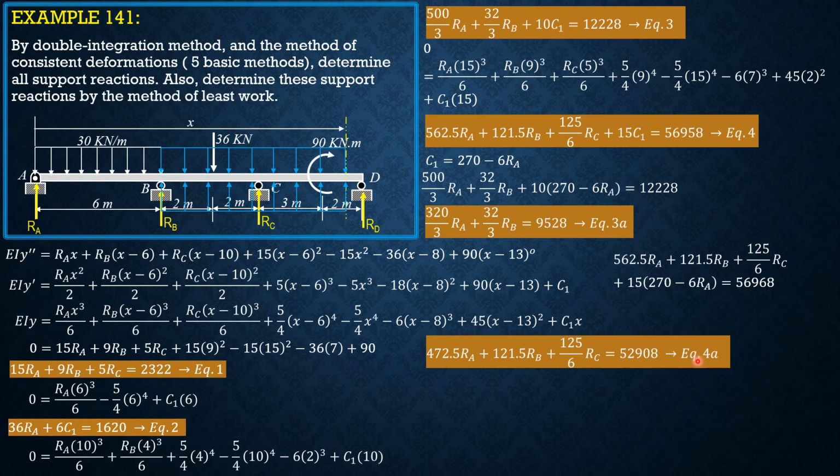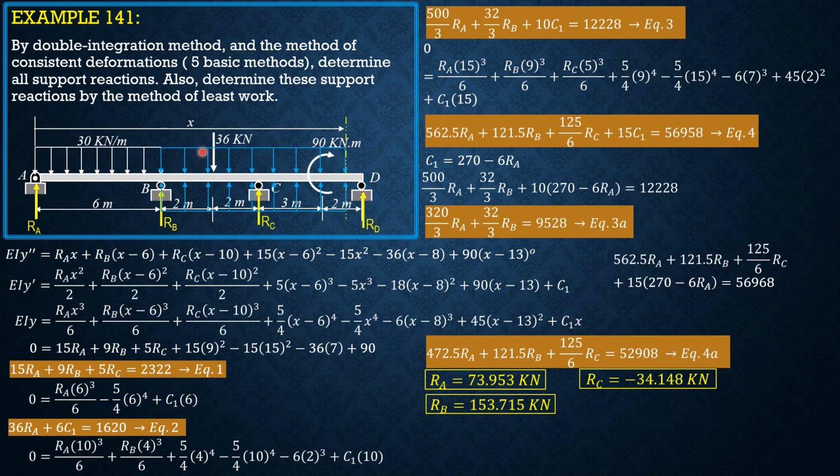So solving equations 1, 3A, and 4A simultaneously, we can now solve RA, RB, and R sub C. So R sub A is 73.953 kilonewtons. R sub B is equal to 153.715 kilonewtons. R sub C is equal to negative 34.148 kilonewtons.